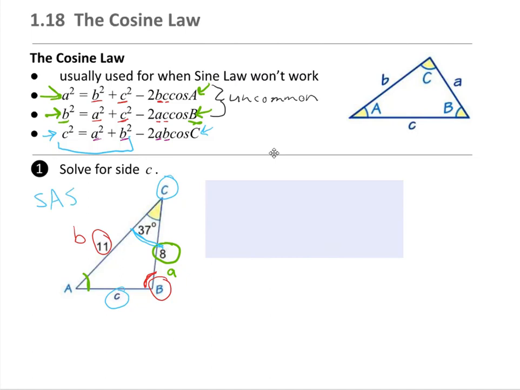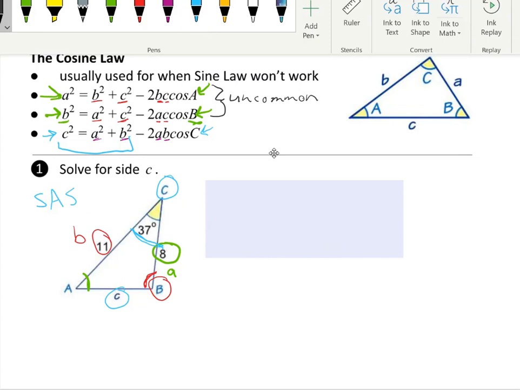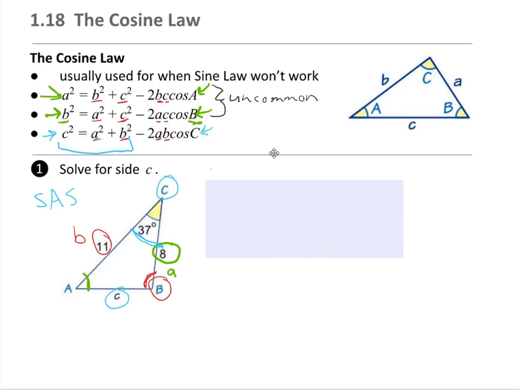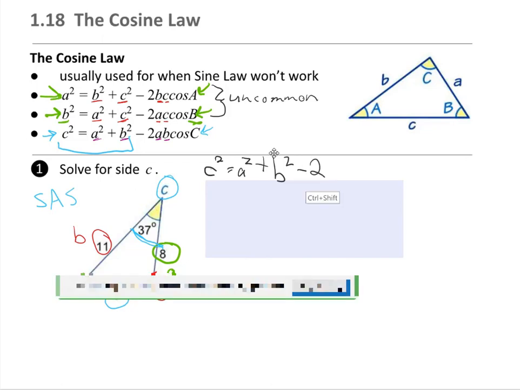Usually, for cosine law, there's only two cases, side, angle, side. We're given a side, so side B, and side A, where it's 11 and 8 respectively. And then the angle in between, which is 37 degrees. So to solve for this, I'm actually going to use the last formula there. The last formula uses c squared equals a squared plus b squared minus 2ab cos of C.